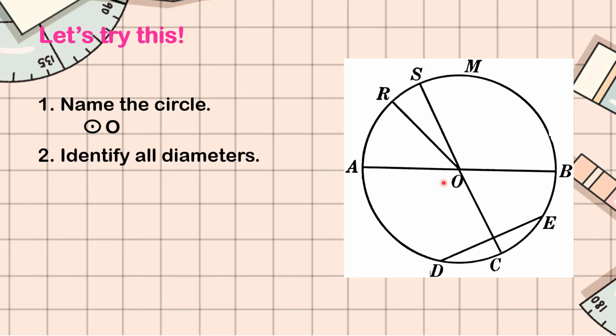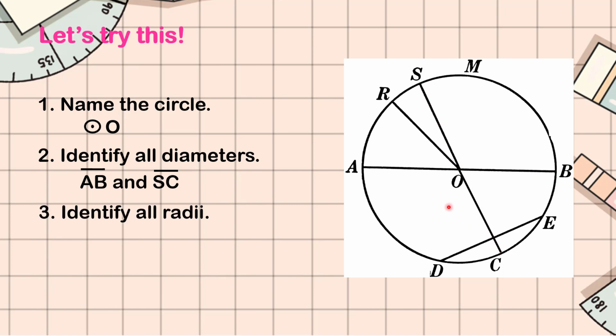Number 2. Identify all diameters. Remember that a diameter is a chord which passes through the center of the circle. So the diameters of this circle are segment AB and segment SC.